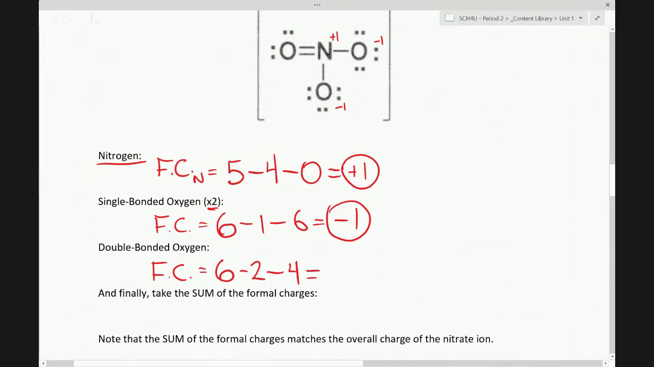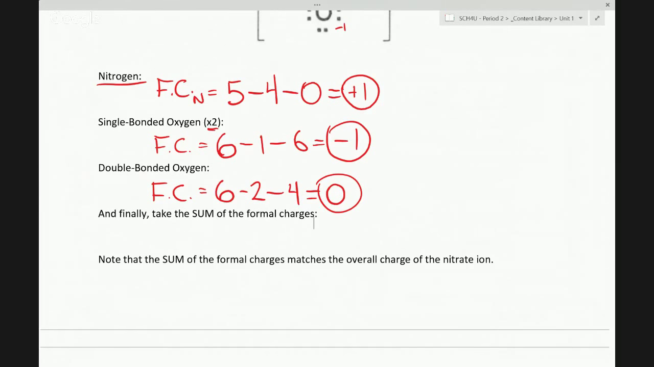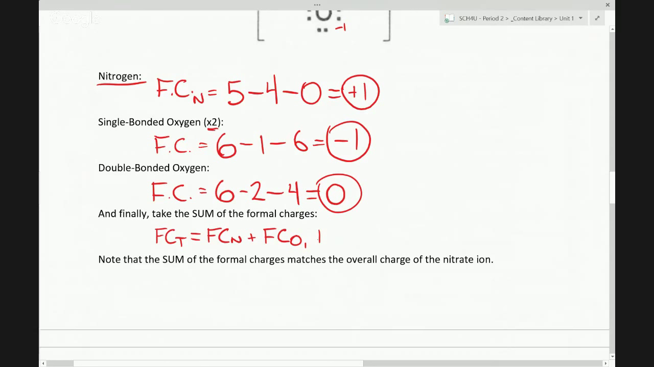And I just want to make a note that if we take the sum of the formal charges, well, nitrogen, the formal charge total is going to be the formal charge of nitrogen plus the formal charge of the 3 oxygens.